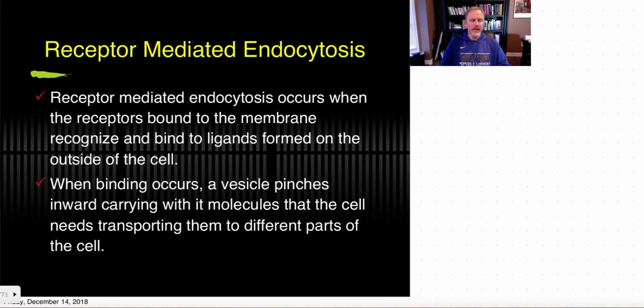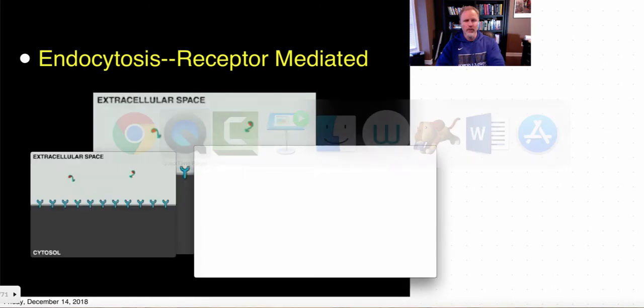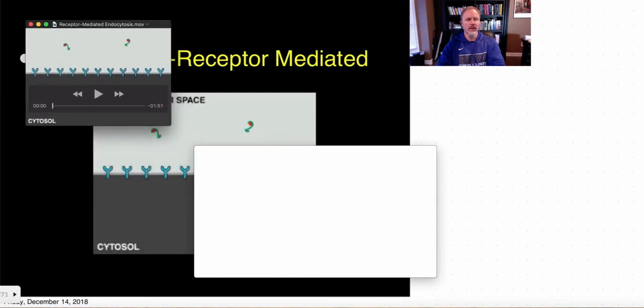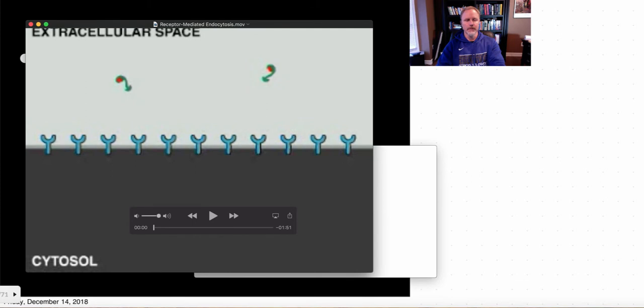Now with receptor-mediated endocytosis, this is a way in which certain ligands or small objects in the surroundings are going to bind with certain receptors on the surface of the cell and bring these things in. And when this binding occurs, it's going to initiate a series of events that's going to allow this vesicle to pinch inward and bring in the substances from the outside. Okay. So here's a video that will overview the entire process of receptor-mediated endocytosis, and then I will explain it a little bit further as we go through this, okay?